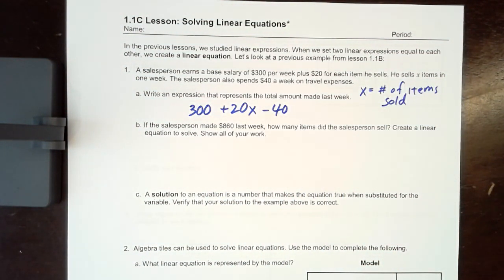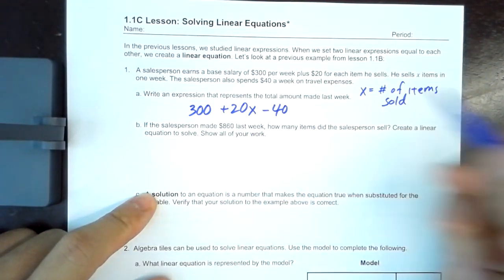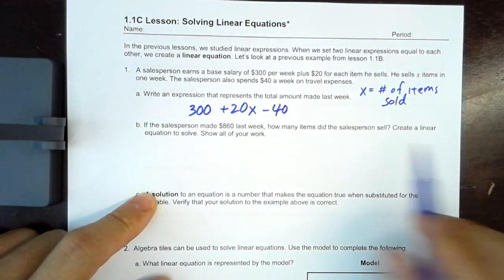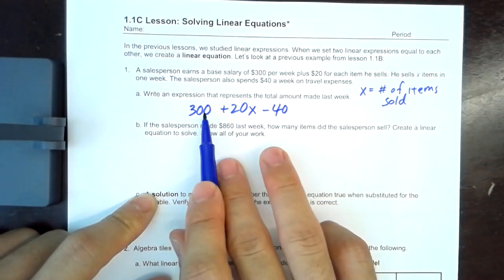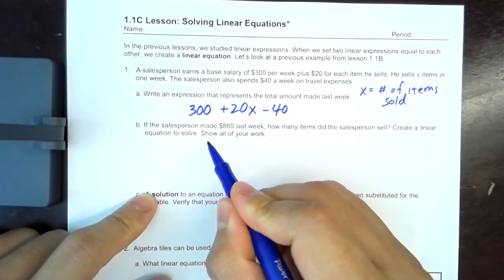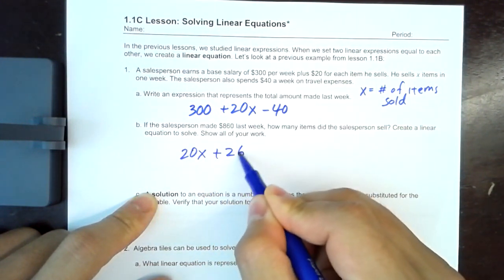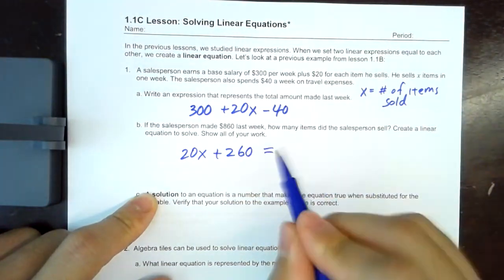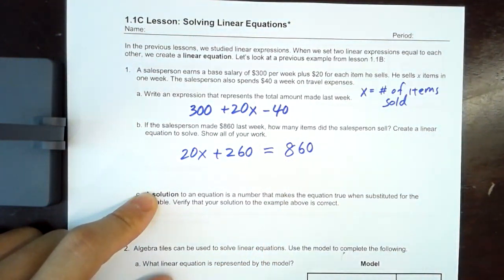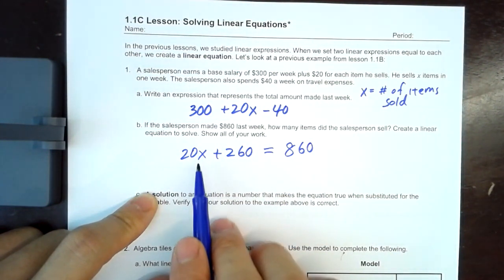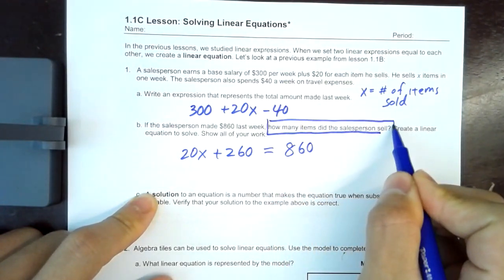Okay, so if the salesperson earns or made $860 a week last week, how many items did he sell? So first, let's go ahead and simplify this expression. 300 and negative 40, that's going to be 260. So really it's 20x plus 260, and you set that equal to 860, right? Because that's the total amount of money that the salesperson made. You're trying to identify how many items the person sold, essentially saying solve for x.